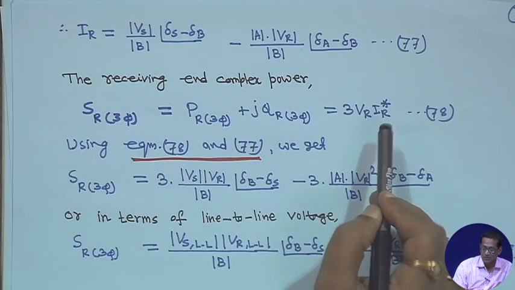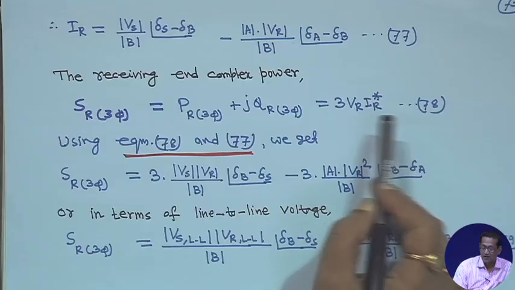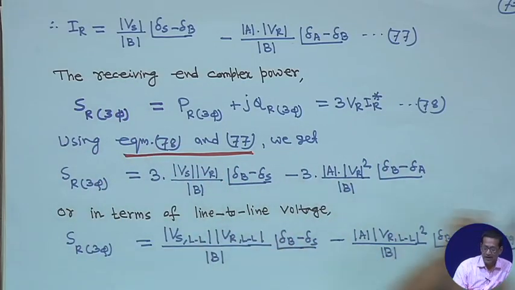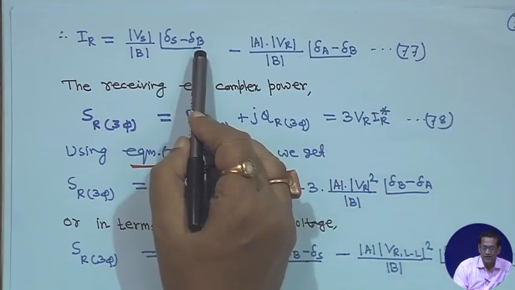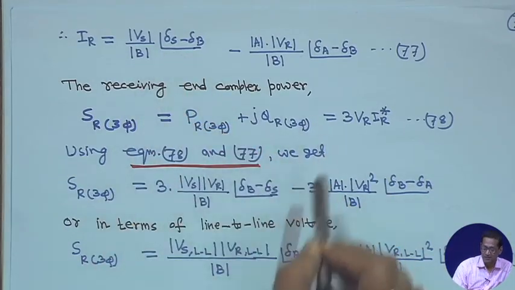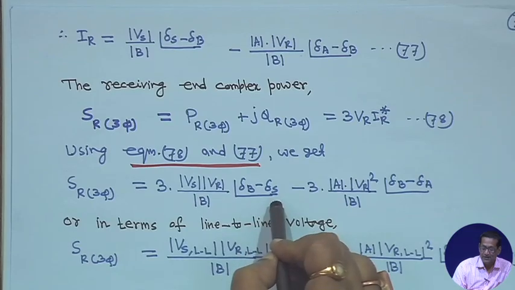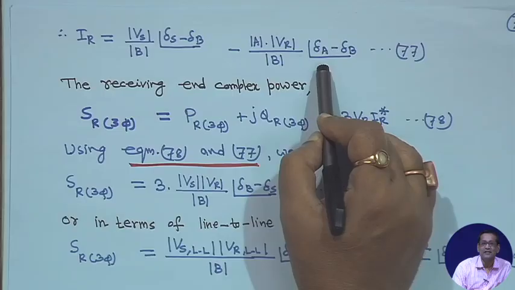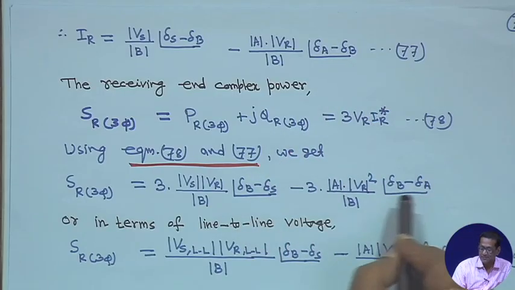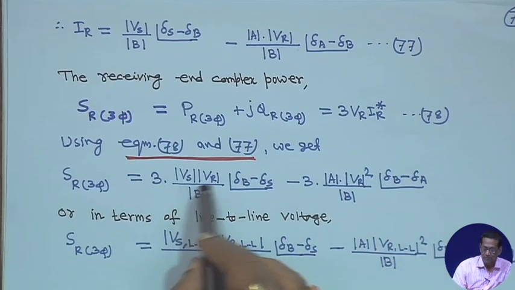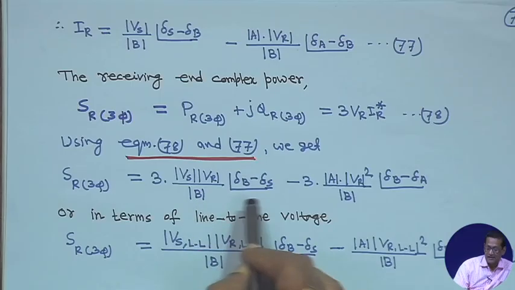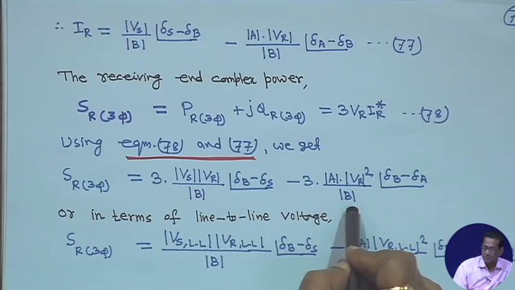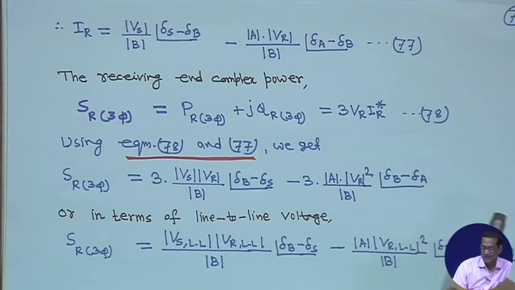Now, from equations 78 and 77, since Ir is given, you have to find out Ir conjugate. If you take the conjugate, Vs upon B will remain, and as it is conjugate, this angle will become delta B minus delta s. For the second term, the angle will also be delta B minus delta A because of the conjugate. So, it is 3 into mod Vs mod Vr upon mod B angle (delta B minus delta s) minus 3 into mod A mod Vr square upon mod B angle (delta B minus delta A).